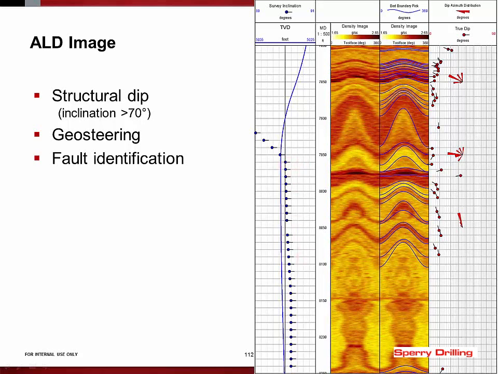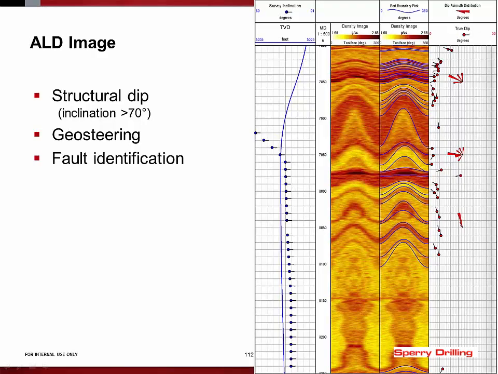I should also mention that although I said we can calculate dip from the ALD image, we really need to be over about 70 degrees inclination, or strictly speaking 70 degrees relative dip, before we can be confident in the measurement that we make of dip from the density measurement.